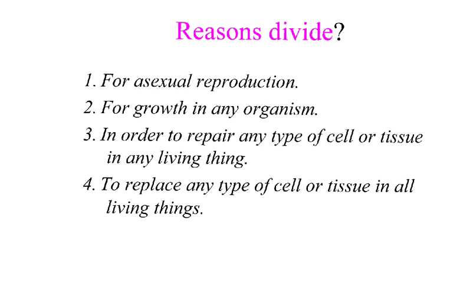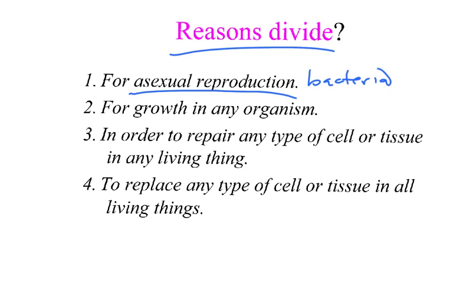So you have to ask yourself, why are cells dividing? Why would they bother to make new copies? There's really four main things that a cell is going to accomplish by dividing. First of all, asexual reproduction. So think bacteria, think single-celled organisms, making new copies of themselves.